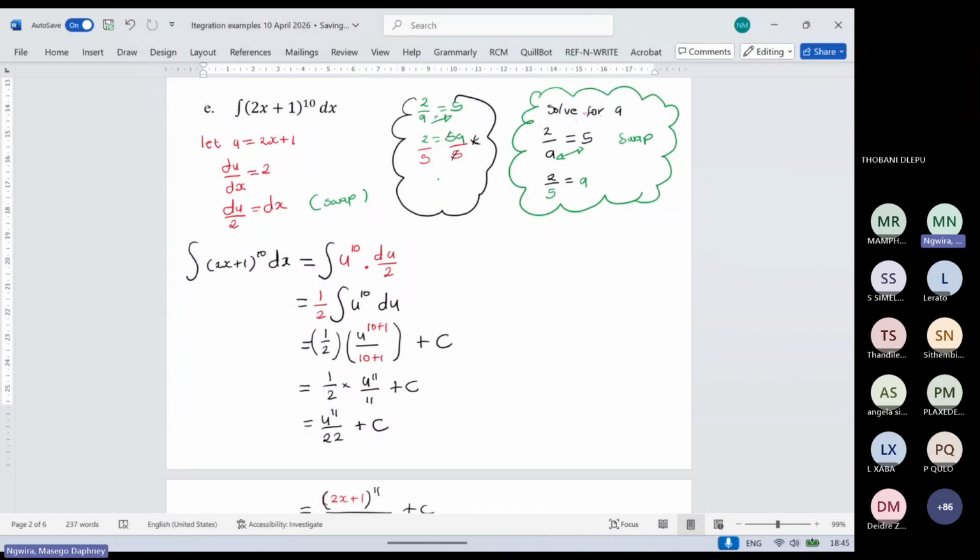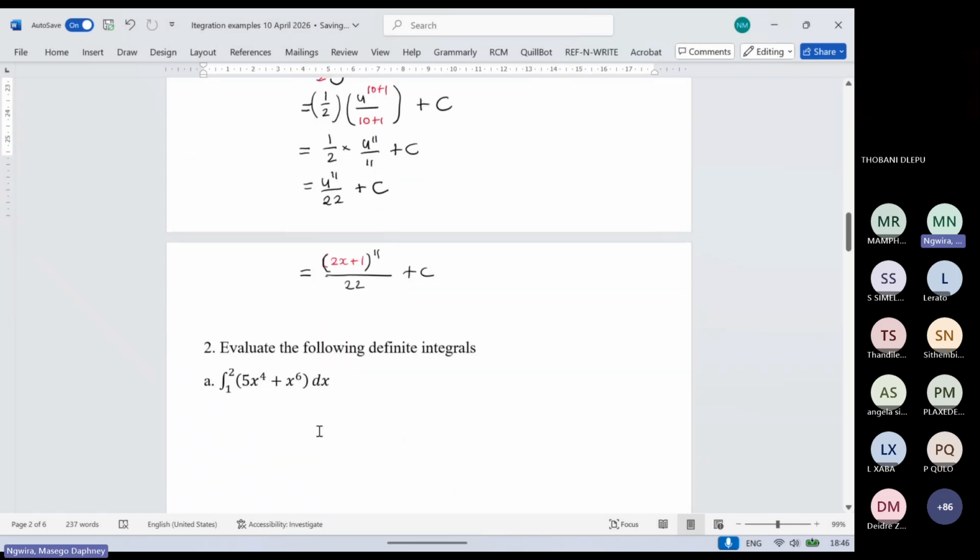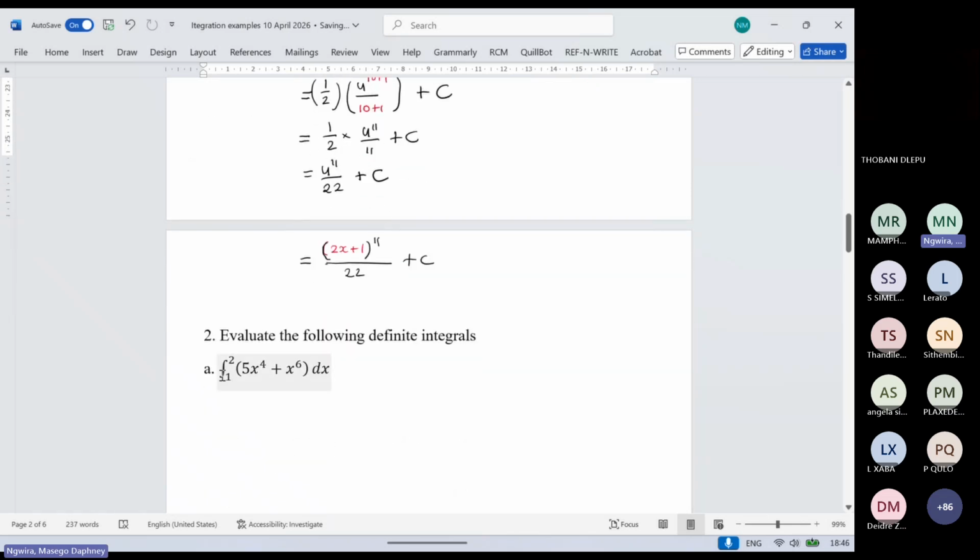And then, okay. Yeah, so can we move on to the next one? Number, what is it? The one of definite integrals where we have a limit.